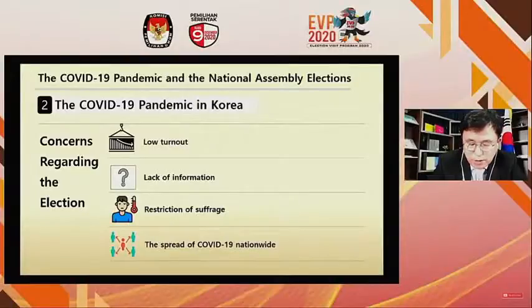Election campaigning are expected to be reduced. Furthermore, we expected that coronavirus patients were not able to vote because of the quarantine measures, which clearly weakens the legitimacy of the election. Above all, the election itself could cause the nationwide spread of the virus and worsen the situation. Next, please.